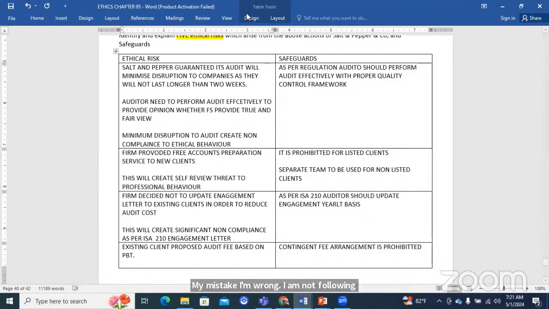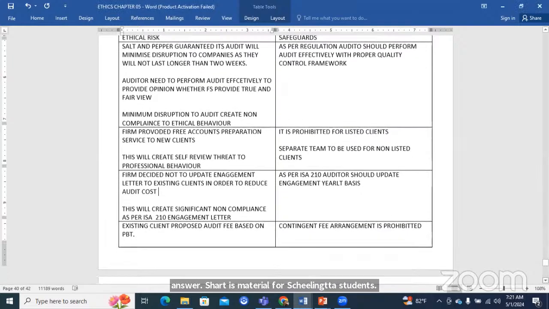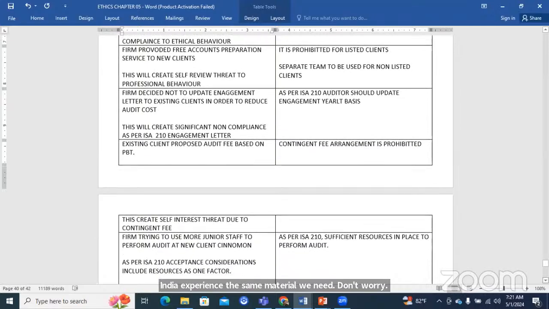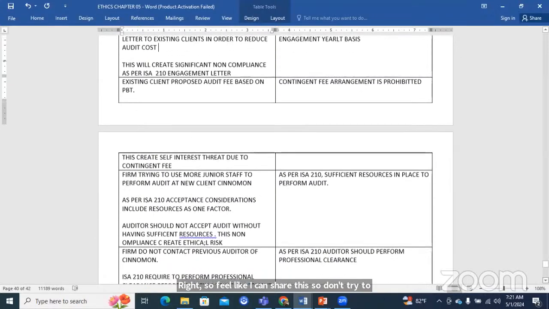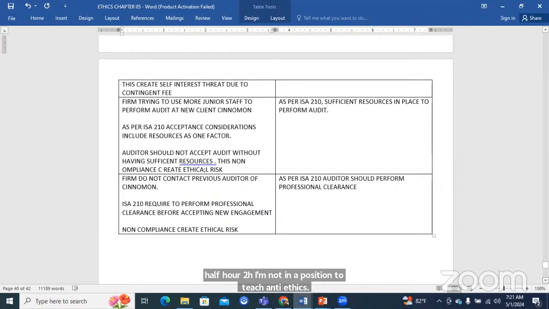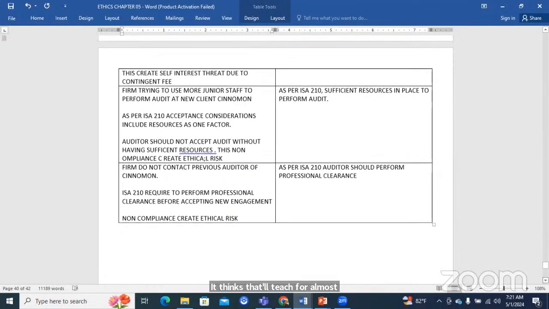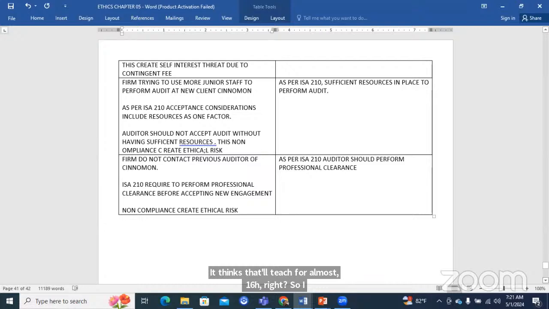Students understood? Therefore, when we do a question, the first thing is you should understand the requirement. Don't just write the answer. I will share this material for Sri Lankan students. Indian students, we did the same material. Don't worry. So don't try to understand everything I am telling, because within 1.5 or 2 hours I am not in a position to teach the entire ethics. Ethics I'll teach for almost 16 hours. So I can't cover the entire thing, but I'll try to give my best to you all.